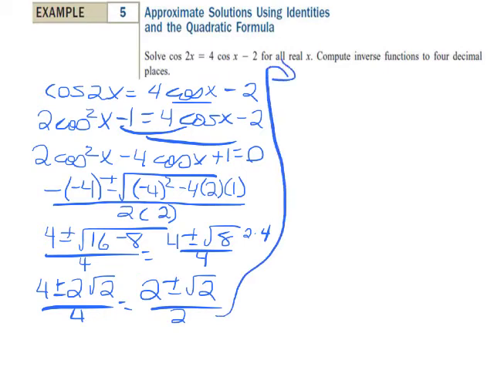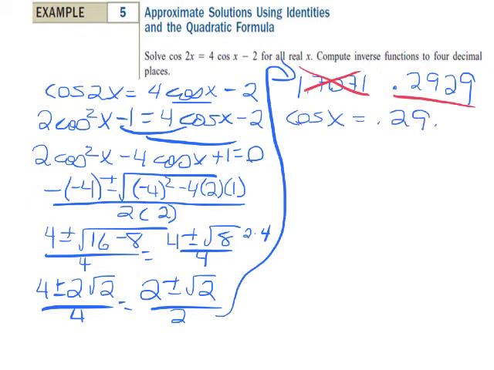When you solve it out in your calculator, you get 1.7071, and you get 0.2929. Now remember that we're talking about the cosine of x, and cosine only goes from 1 to negative 1, so that can't be it. This would be our only possibility. So now we have that the cosine of x equals 0.2929. So let's find the inverse so we can find our angle.